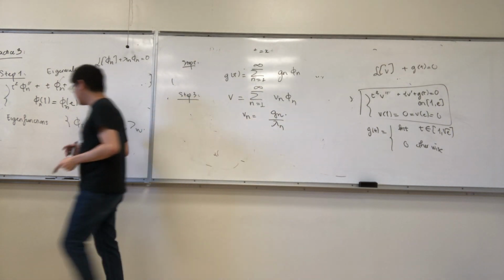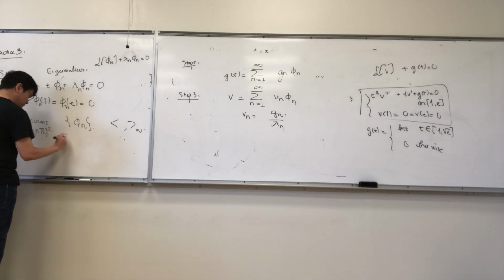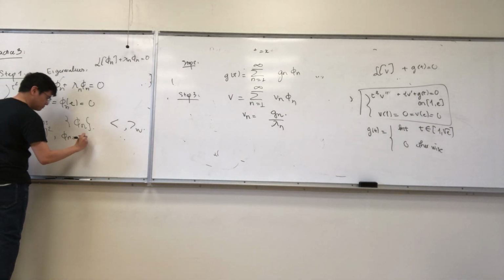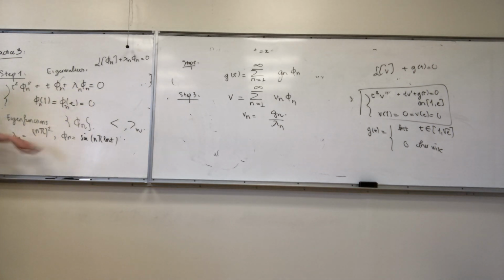And in the previous class, we have lambda n already, right? So lambda n will be n pi over log 2 squared. So in this case, you have n pi squared already, and phi n will be sine of n pi log t. So we go back to this one on Monday. Questions?